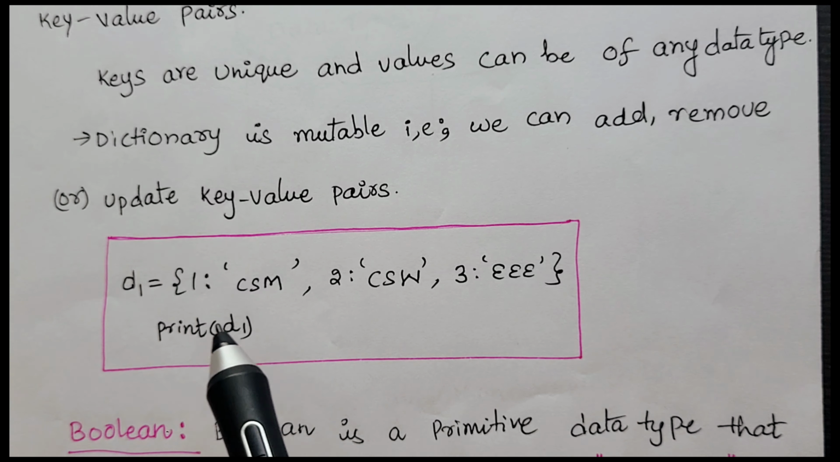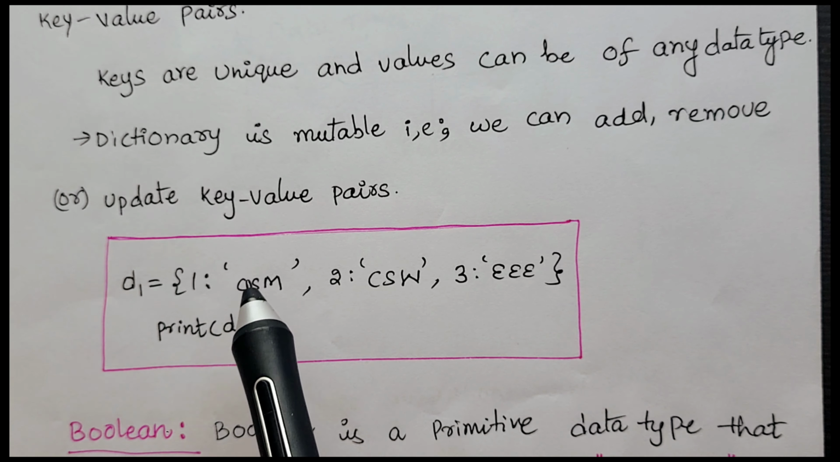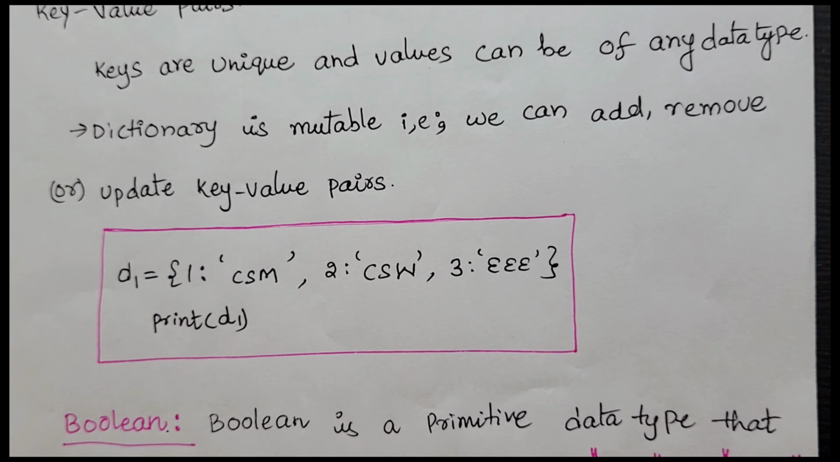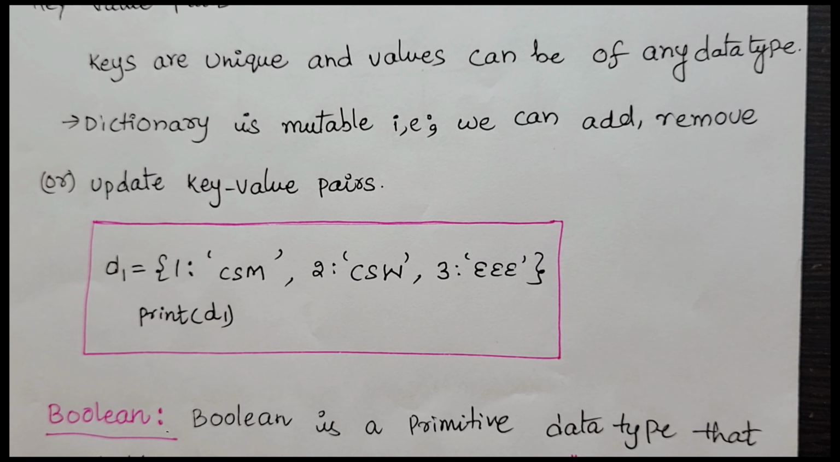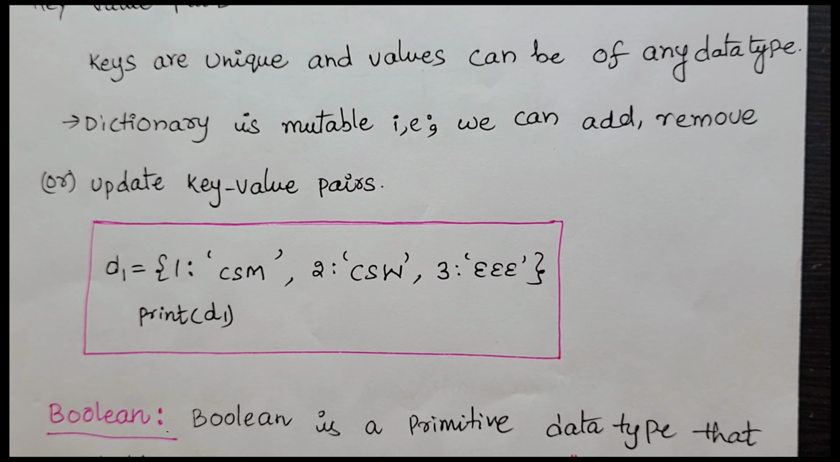So we are going to print the value of d1. What is the value of d1? It is going to print 1 CSM, 2 CSW, 3 triple E. So this is about the dictionary. It contains the values in the form of key as well as pair.